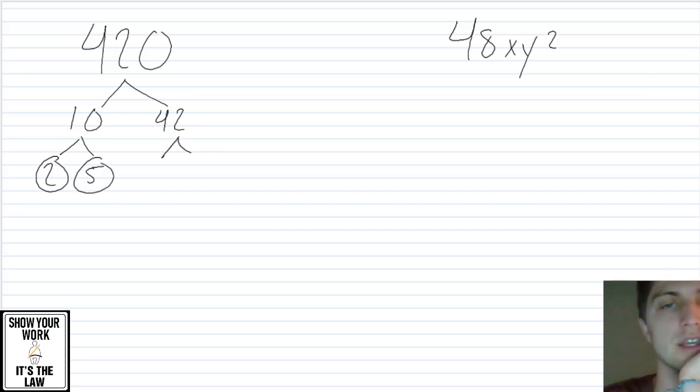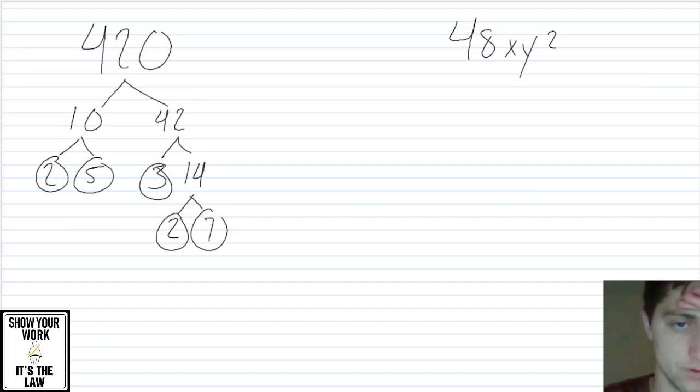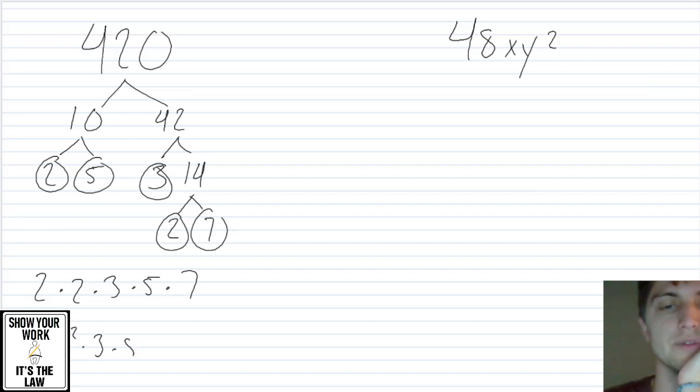42 is the same as 3 times 14, yeah. 3 is a prime, so we can circle it, and then 14 is the same as 2 times 7. So the prime factorization of 420 is 2 times 2 times 3 times 5 times 7. And if we want to simplify that, that's 2 to the power of 2 times 3 times 5 times 7. That's the prime factorization of 420.